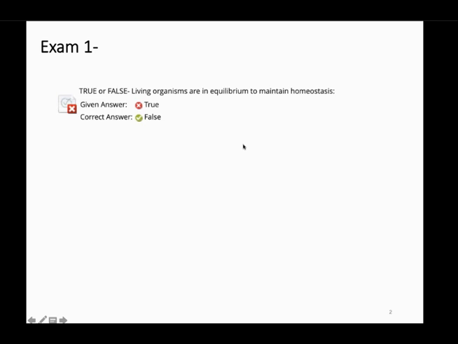I'm not going to cover the whole exam, but some questions that many of you got incorrect I just want to clarify. For example, this one was pretty straightforward. True or false: living organisms are in equilibrium to maintain homeostasis. Recall that living organisms are not in equilibrium. Equilibrium means no change in the substrate and the product, which is impossible in an organism. Homeostasis, yes, we have homeostasis, and that's basically the ideal state in a living organism. So the answer was false, because we are not in equilibrium.